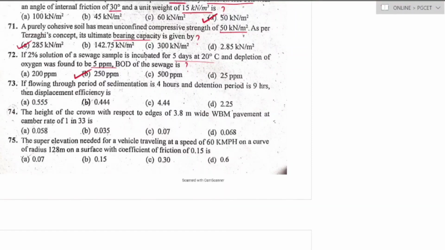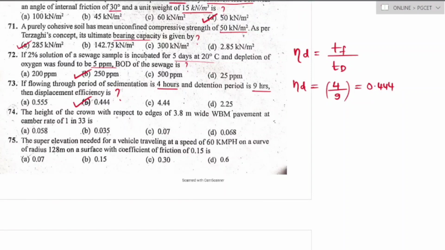Question number 73. If the flowing through period of a sedimentation tank is 4 hours and the detention period is 9 hours, then the displacement efficiency. Displacement efficiency is given by the ratio of flow through period to detention period. Therefore, displacement efficiency will be flow through period 4 hours by detention period 9 hours. So this ratio will be around 0.444. Therefore, option B will be the right answer.